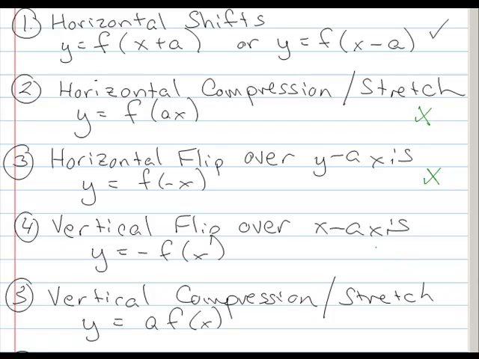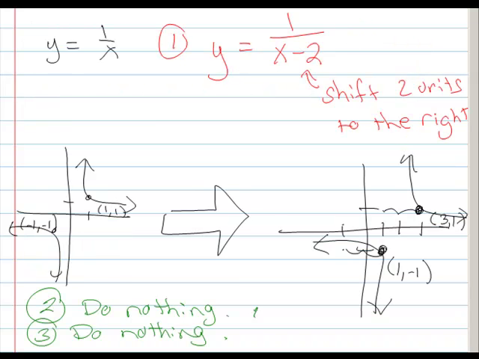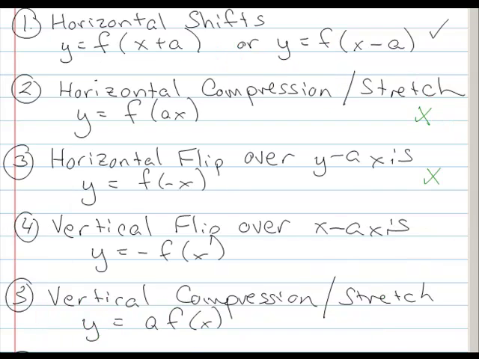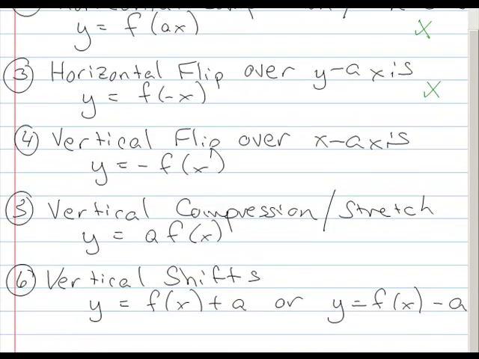Now my vertical flip: is there a giant minus sign in front of the entire function? Is there a giant minus sign like right here? No, there's not. There's nothing there. So again, I'm going to come over here for do nothing. Okay, let's go back to our list of things and scroll down a little bit. The next thing it's looking for is a vertical compression or a stretch.